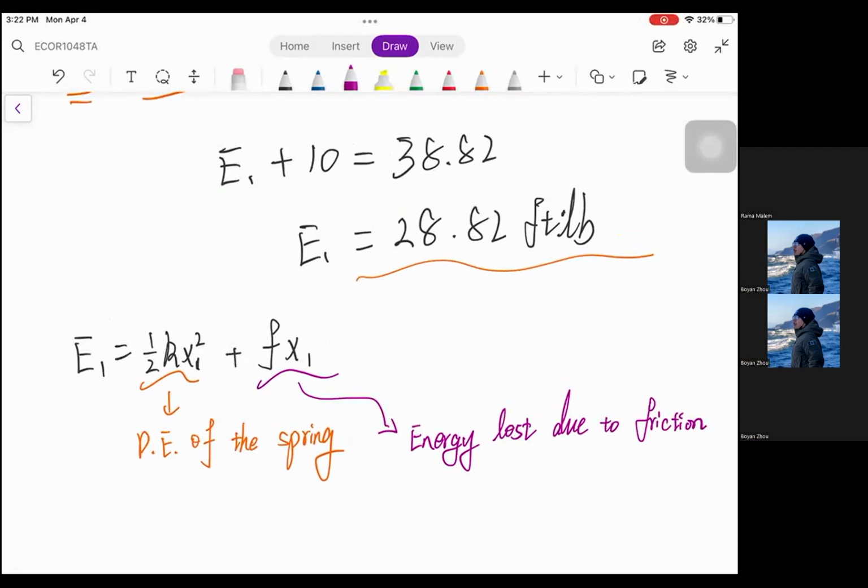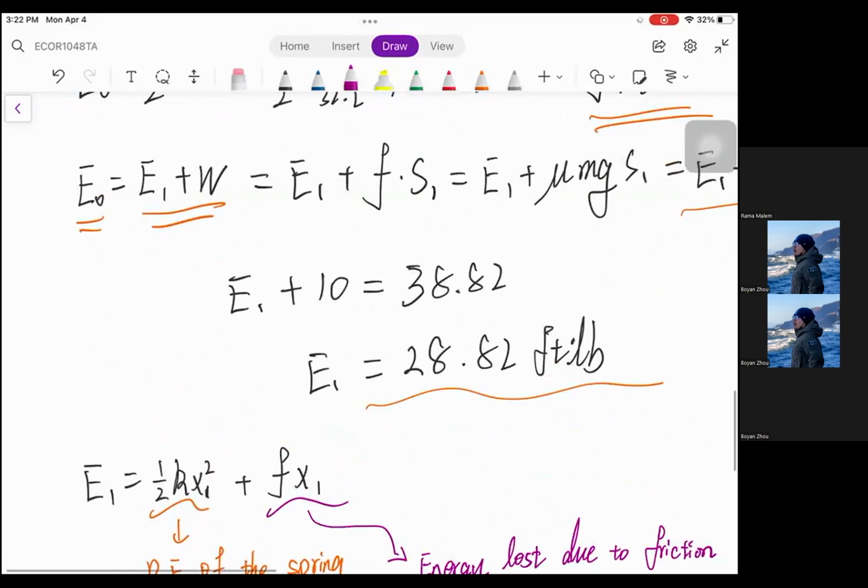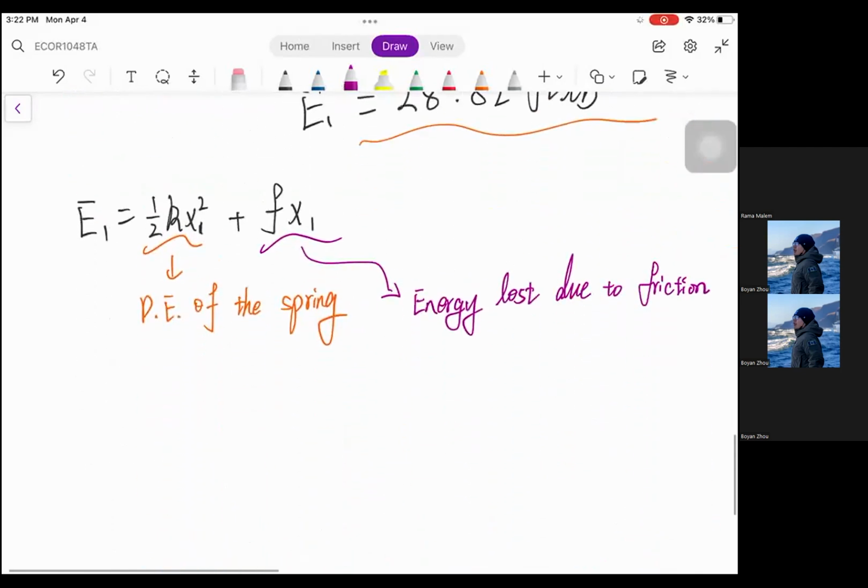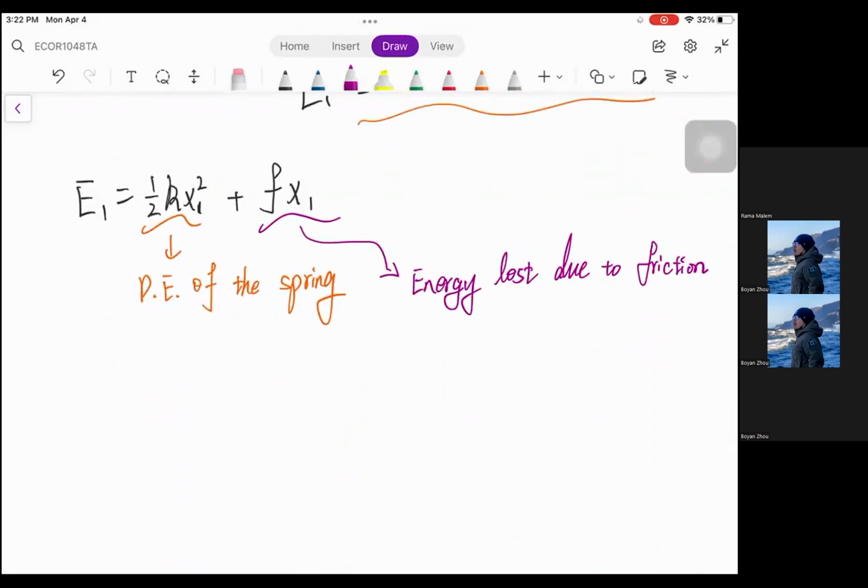So this equation means all the energy at location 1 is going to convert to the potential energy of the spring plus the energy wasted by the friction. So it's also an energy balance. And we don't have the kinetic energy in this case because the block has actually stopped moving, so the velocity is 0. So this term goes to 0.